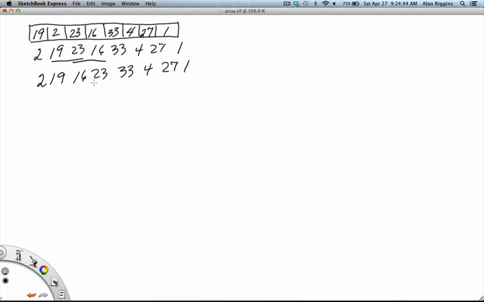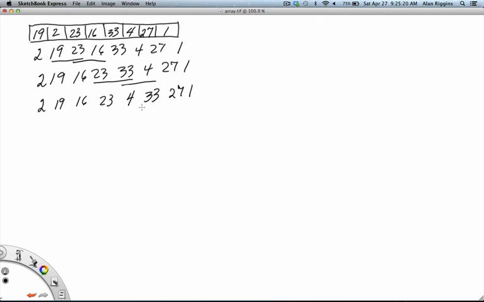Now we move down to the next pair, and the 23 and 33 are okay. So we move down to the next pair. The 4 and the 33, these are out of order. They must be swapped. 4 is smaller than a 33. So we have 2, 19, 16, 23, 4, 33, 27, and 1.